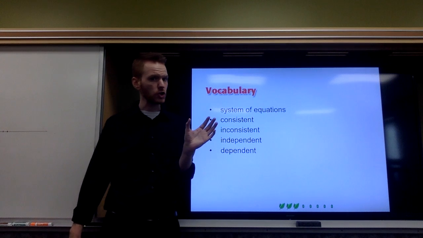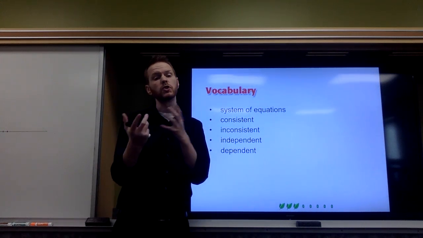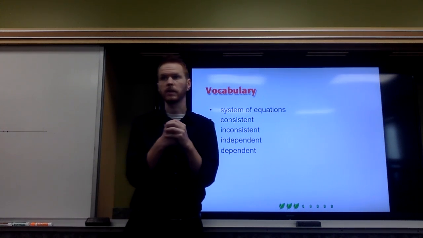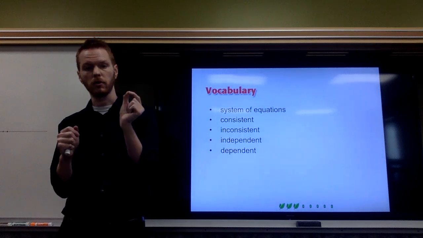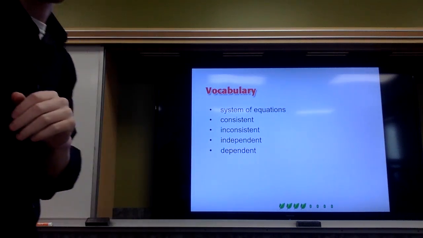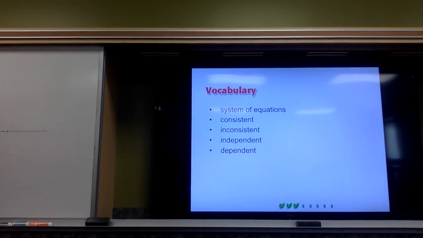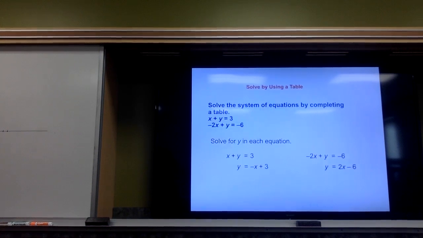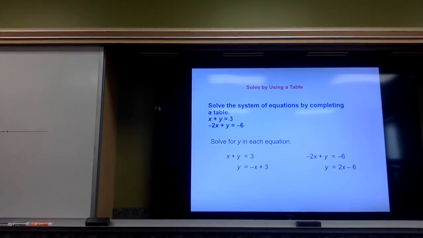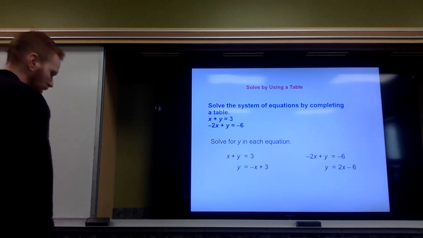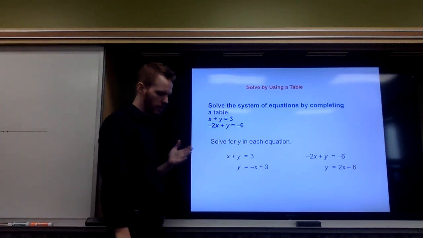So, like I said, today we're just graphing. The next video, I'll do substitution and elimination. How else can we figure out what number can go into both equations by using those methods? So, we're going to talk about what a system is, what consistent, inconsistent, independent, and dependent mean, and what that relates to.